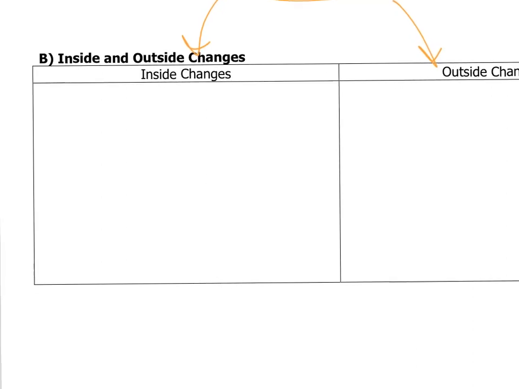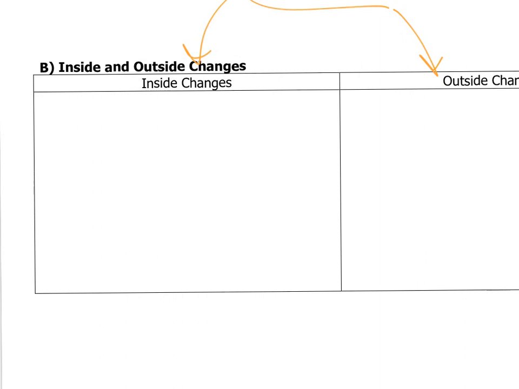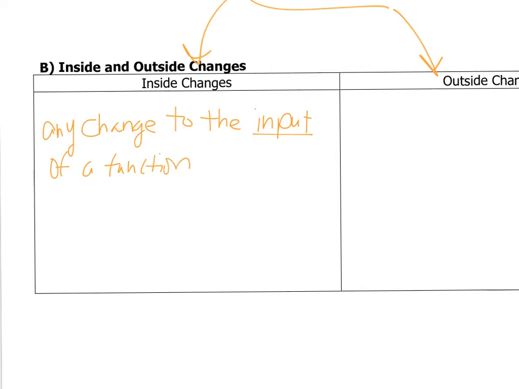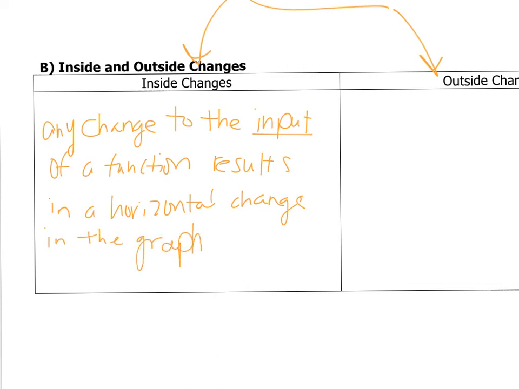So in general, any change to the input of a function results in a horizontal change in the graph. Any change to the input of the function results in a horizontal change in the graph. So again, that example, y equals g of x plus k. Changing the input is going to result in a horizontal change.